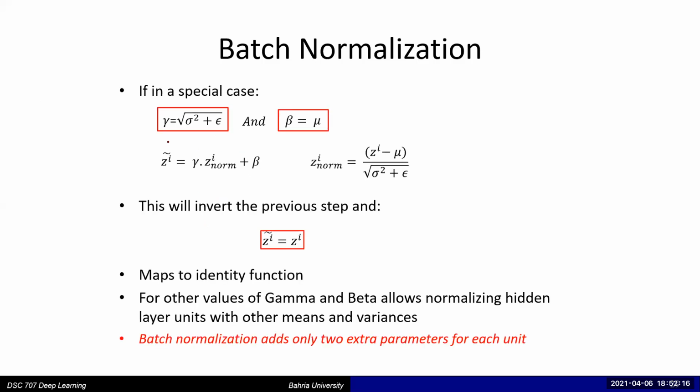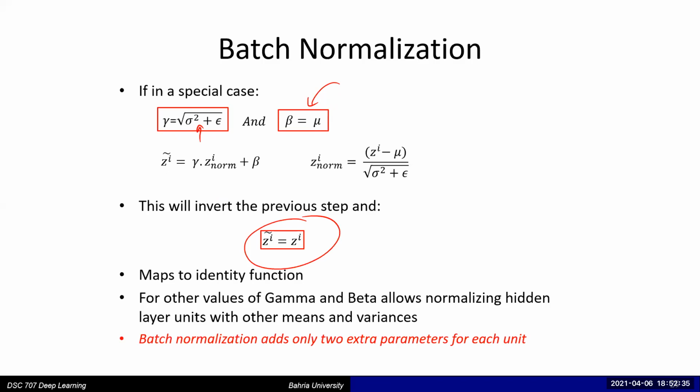And in a special case, if gamma comes out to be close to this and beta comes out to be close to the mean of the batch, then this maps to the identity function, meaning there is no normalization, right? If the network thinks no normalization is needed, you can actually choose to have no normalization, right?